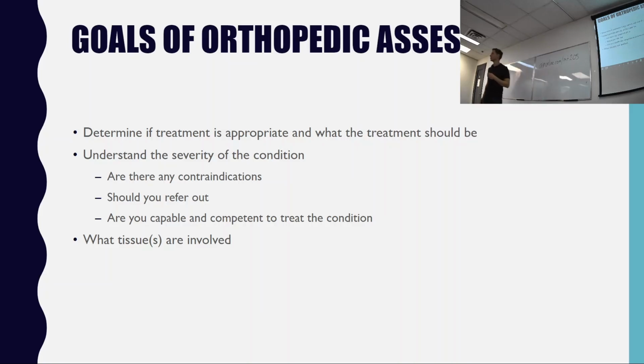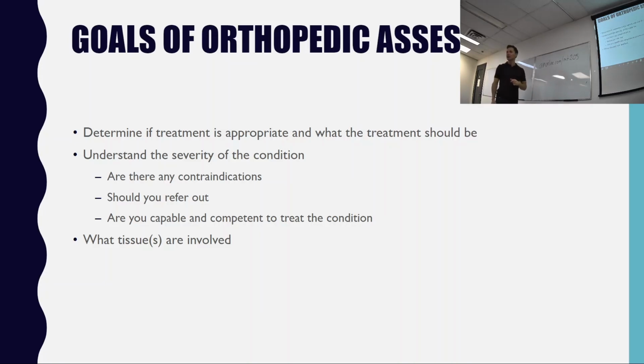What tissue or tissues are involved? We'll talk about different types of tissues. We'll specify. But is this a fascial condition? Is it a tendon condition, ligament condition? Is it in the muscle? Is it in the capsule? Orthopedic assessment tells us exactly which tissue is involved.